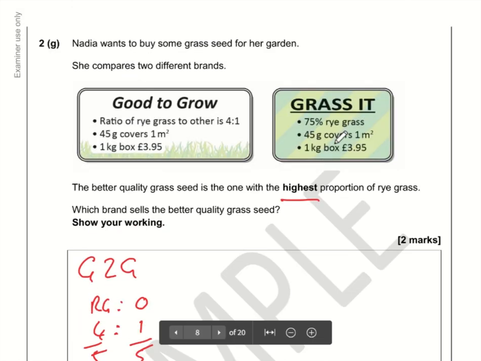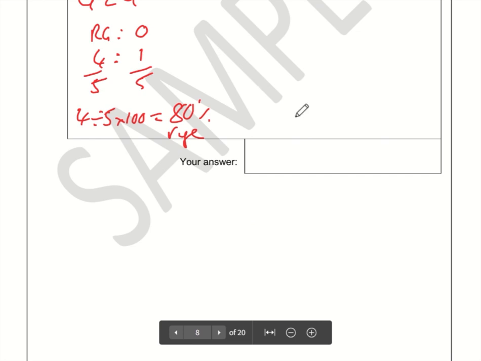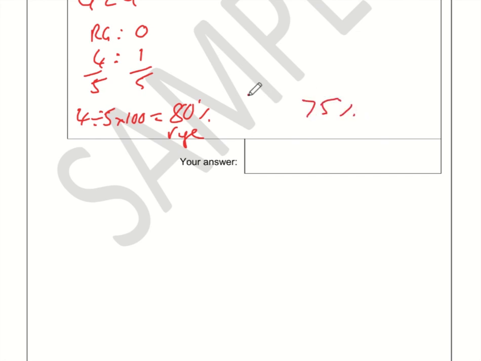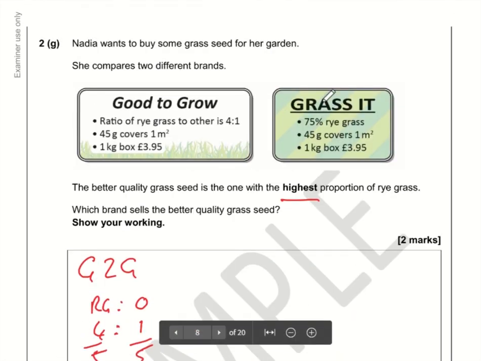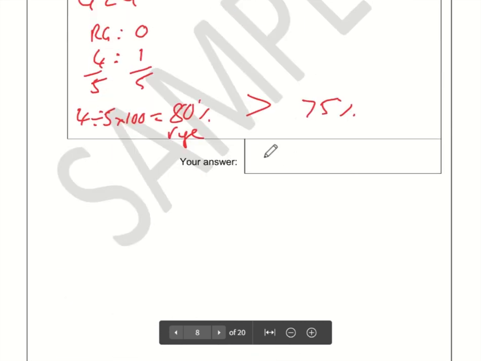Let's have a look at the other one. It's 75%. So which one is better? Well, 80% is bigger than 75%, so Good to Grow.